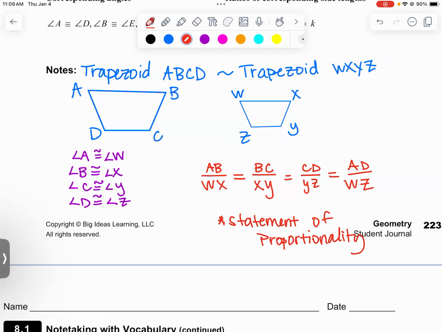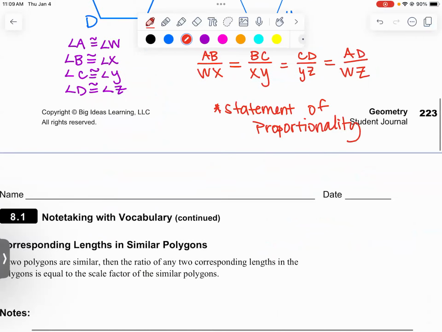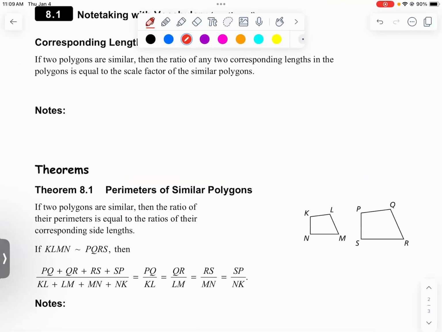Okay, so we need to be able to do a couple different things. We need to be able to, A, find a missing side of two similar figures. B, we need to be able to determine if two figures are similar. So we're gonna do each of those things on the next page. So right here, where it says notes, I want you to draw a trapezoid ABCD.